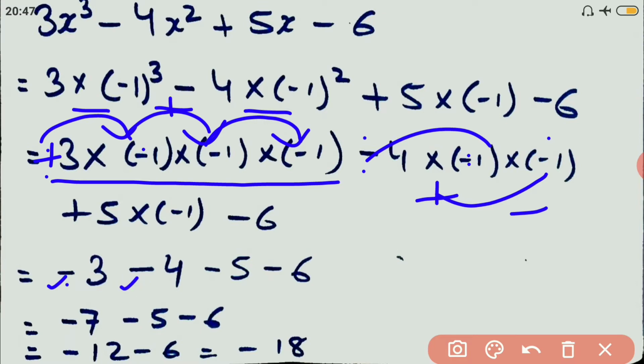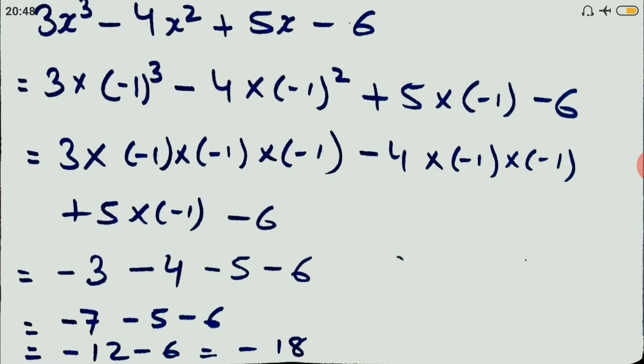Okay, now calculating the numbers, 3 into 1 is 3, again 3 into 1 is 3, again 3 into 1 is 3. So I shall get minus 3 here. I hope you understood how we got the minus here. Similarly, 4 into 1 is 4, 4 into 1 is 4, and 4 into 1 is 4, so I have written 4 here. Then minus 5 means plus into minus shall give me a minus, 5 into 1 shall give me 5, and minus 6 comes here.